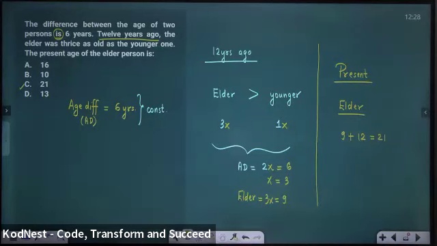For younger, same. x plus 12. For elder, 3x plus 12. For younger also, x plus 12. So 3 plus 12, that is 15 answer.